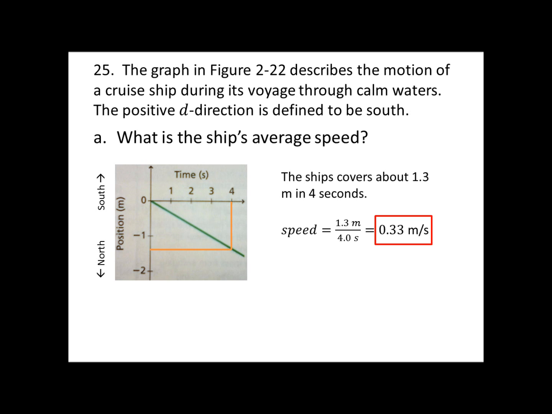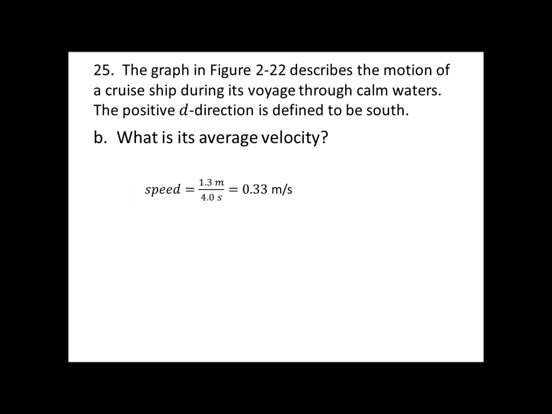Now that's great for speed, but what about the average velocity? In order to turn this from a speed into a velocity, we need to tack on a direction. Well, remember how the positive D direction was south? Well, that means that this ship is actually going north. So as soon as we tack that direction on, we have a velocity, 0.33 meters per second north. Now in a situation like this, you really don't need to show the calculation twice. I just put it on there because it was easy to copy and paste.